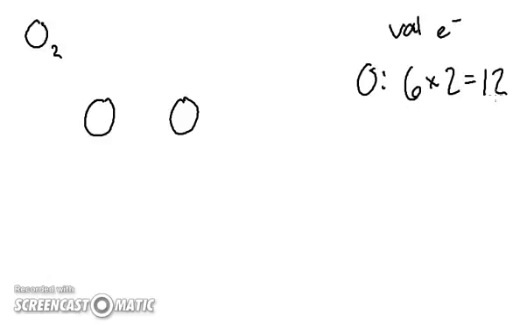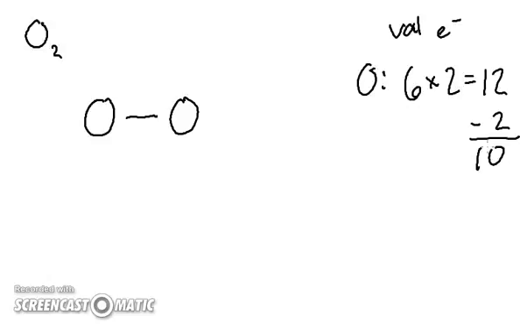We'll go ahead and start adding these to the structure in the same way that we did before by drawing in single bonds to connect the elements together. In this case, though, we only draw one single bond because there are only 2 atoms to connect together here. Because that line represents 2 electrons, we have used 2 out of our 12, leaving us with 10 more.